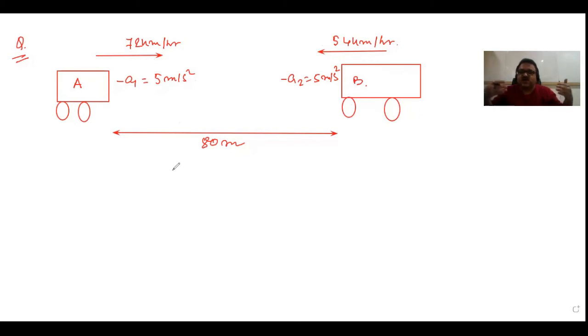Clear? That means two cars are approaching toward each other, one running with a speed of 72 km per hour, another 54 km per hour. When the separation is 80 meter, both of them apply brakes and the retardation produced in both of them is equal. So the question is whether they can avoid the collision or not. Okay, so let me do one thing first.